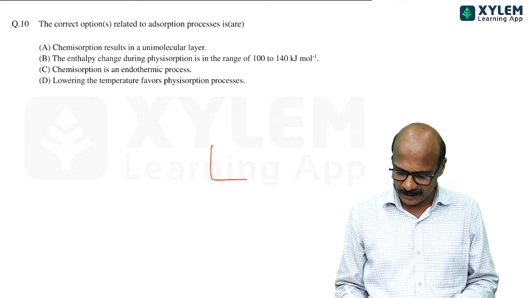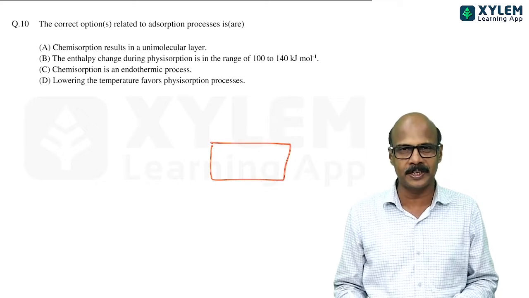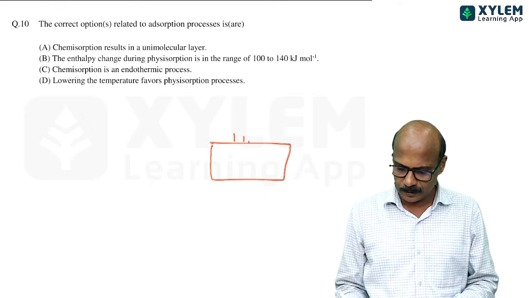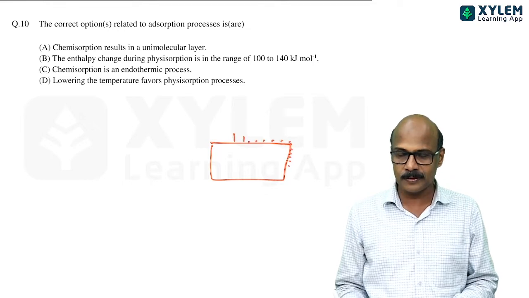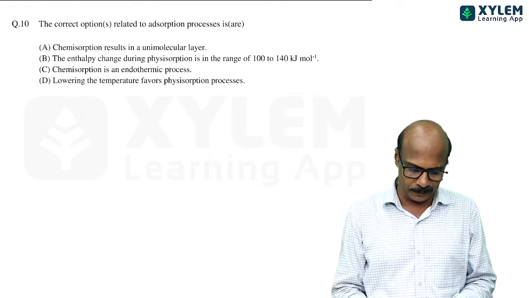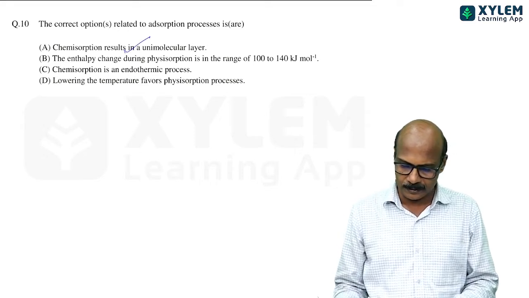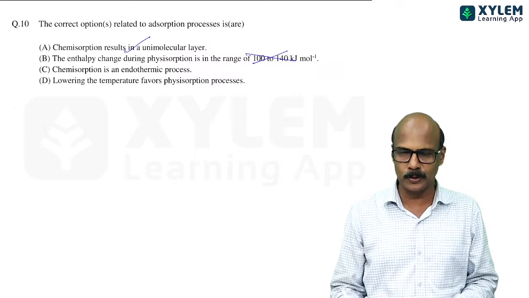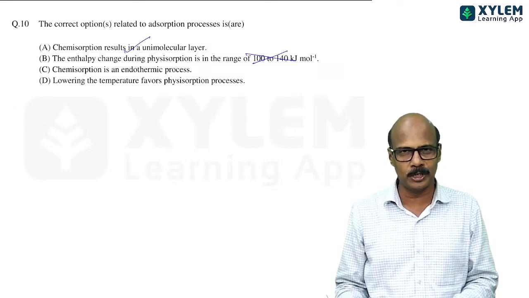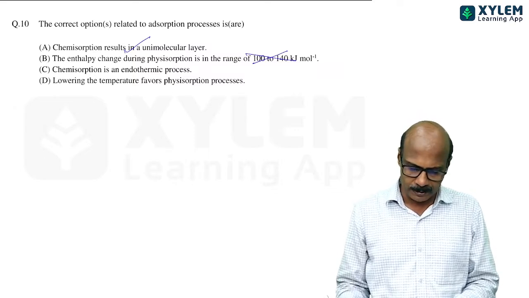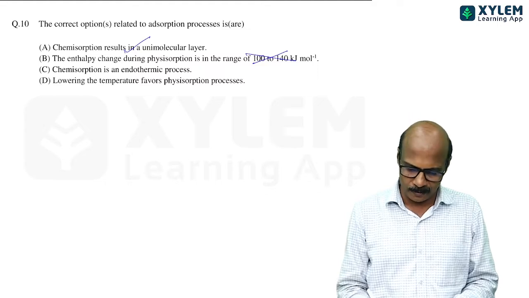No doubt, in chemisorption, the interaction is like a covalent bond or ionic interaction. That means it is monolayered, whereas physical adsorption is multi-layered, you know. What about the second one? Enthalpy change during physisorption is wrong. You know that it is around 20 to 40 kilojoule per mole. Chemisorption is endothermic is wrong.